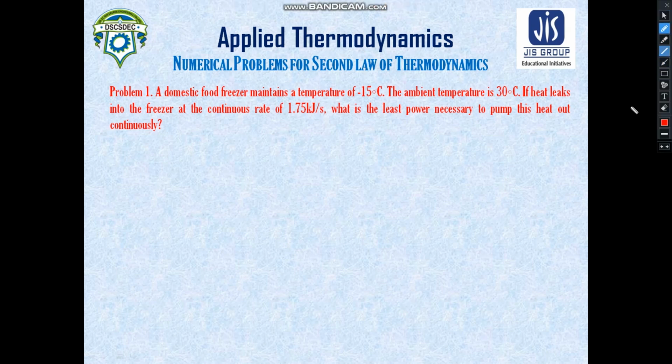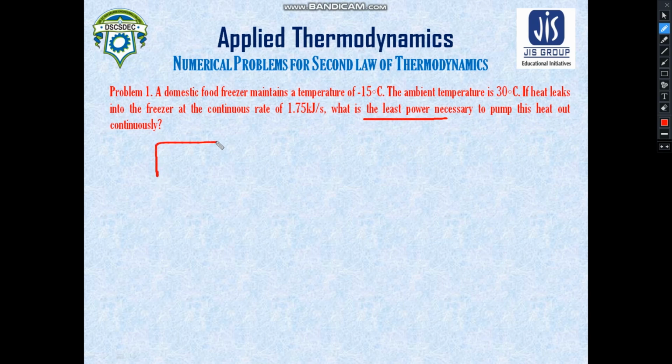As you can see, a domestic food freezer maintains a temperature of minus 15 degrees Celsius. The ambient temperature is 30 degrees Celsius. If heat leaks into the freezer at the continuous rate of 1.75 kilojoule per second, what is the least power necessary to pump this heat out continuously?